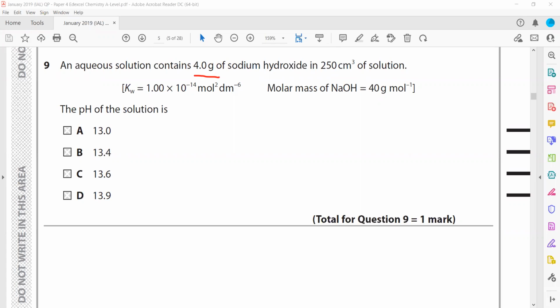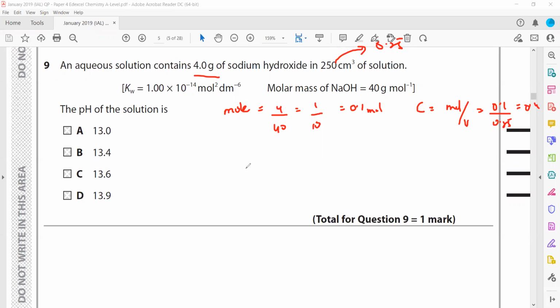So first we'll find the moles, mass in gram. So 4 divided by 40, which is 0.1 mole. Then we'll find the concentration. Concentration is moles over volume. So 0.1 divided by volume, 25 cm cube or 0.025 dm cube. So 0.1 divided by 0.25, that's equal to 0.4. So the concentration is 0.4.